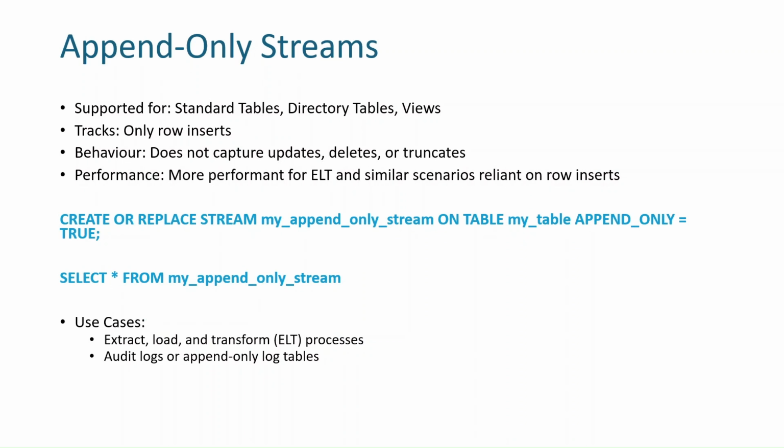Now the second type of stream is append only streams. Append only streams are supported for standard tables, directory tables and views. They exclusively track row inserts. Unlike standard streams, they do not capture updates, deletes or truncates. For instance, if you insert 10 rows into a table and then delete 5 of them before the stream advances, the append only stream would only record the 10 inserted rows.